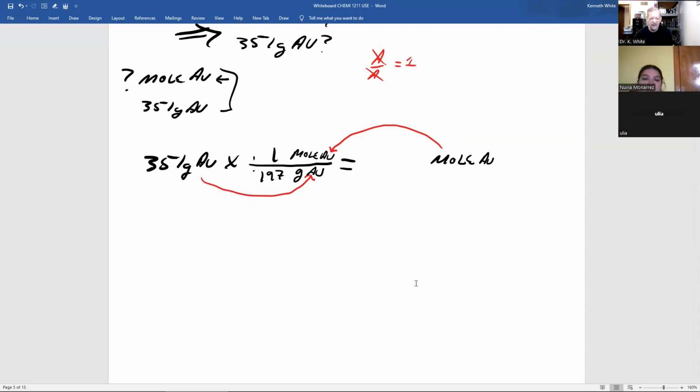Well, now, before I pick up my calculator, grams of gold divided by grams of gold, we know this, therefore it cancels out. And we're left with moles of gold. Yay, that's what we want. And now I can pick up my calculator, turn it on, clear it. 351 divided by 197. Hit enter. And my calculator gives me this number. The reason I laugh, you'll see in a second or 2 or 3.